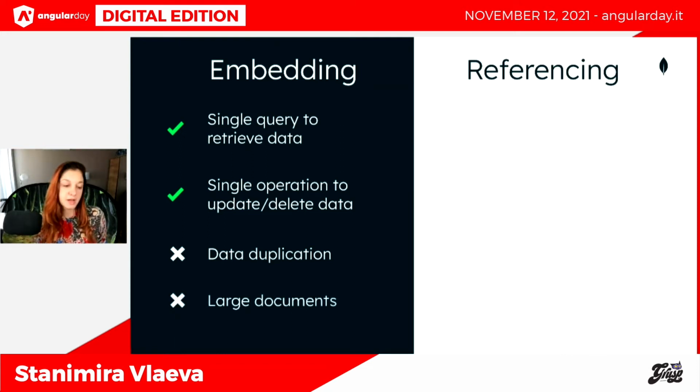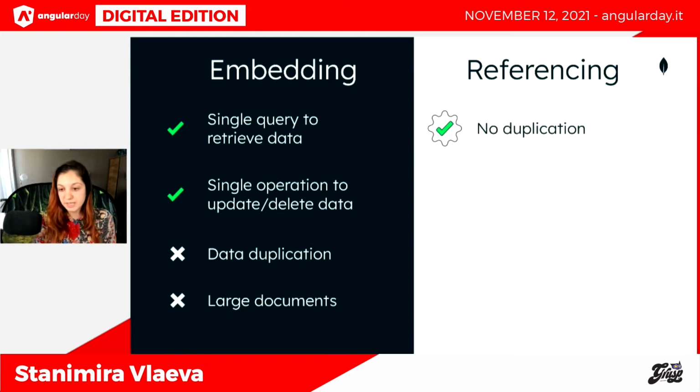And we might also have large documents. As you saw, we can embed every single review in the book, but if we end up having thousands of reviews, this is going to lead us to a very large document for our book. And referencing is really the other side of the same coin. So it's kind of the opposite benefits and the opposite disadvantages of using embedding.